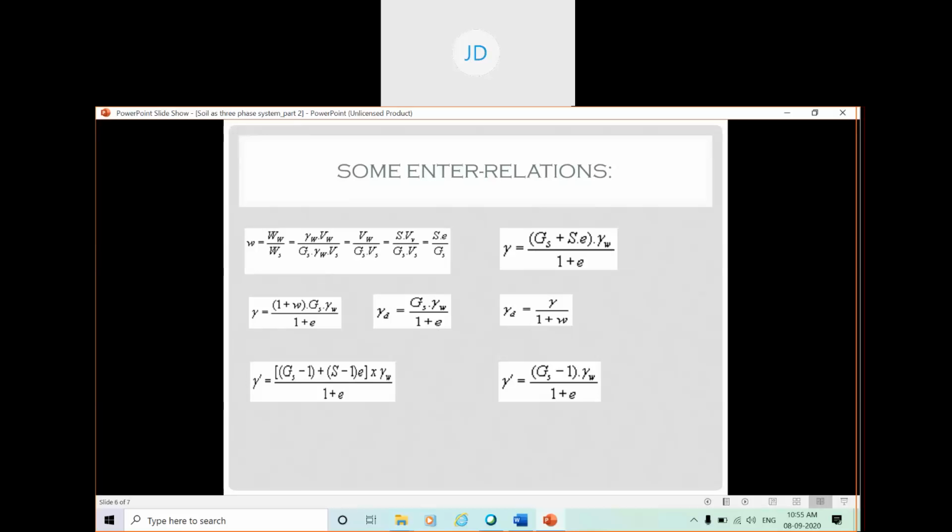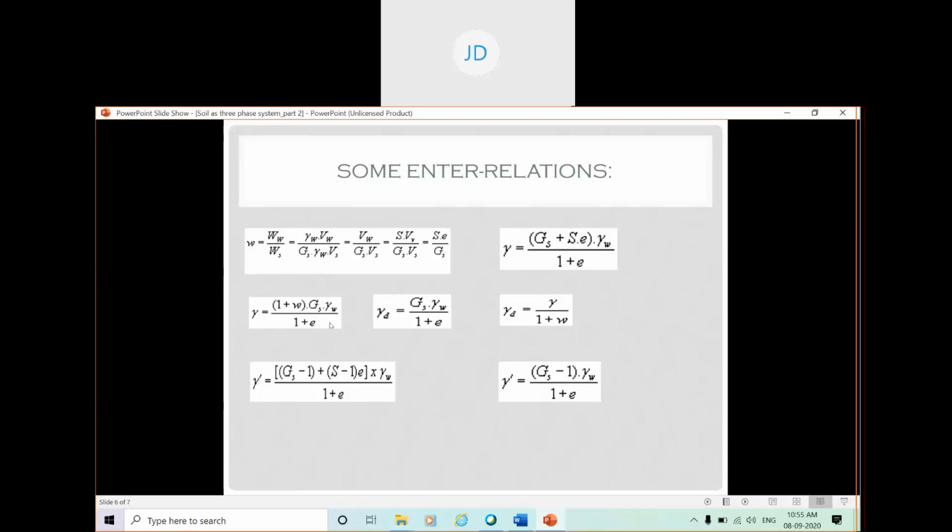The dry density of soil or dry unit weight of soil can also be represented in terms of density. How can you find it out? Just divide the bulk density of soil by 1 plus w. If you go through it mathematically, you will also get the same result. So dry unit weight or dry density can be derived by this formula.